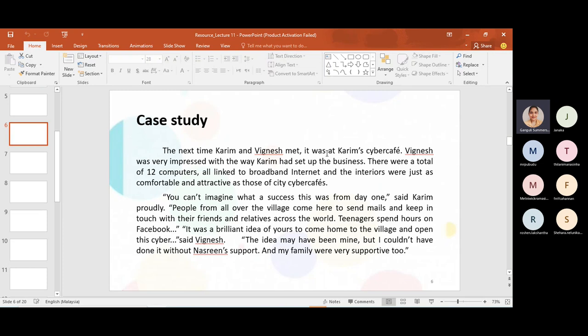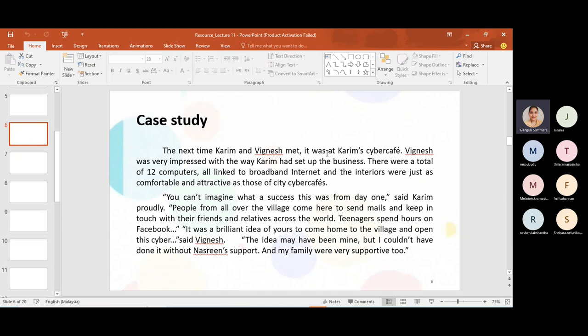So Karim says, you can't imagine what a success this was from day one. Karim tells Vignesh that his cyber cafe has been a success from the day that he started off the business. People from all over the village. So guys, this cyber cafe is located inside a village. So people from all over the village come to this cyber cafe to send emails and to talk to their friends. And especially teenagers spend so much time on Facebook.